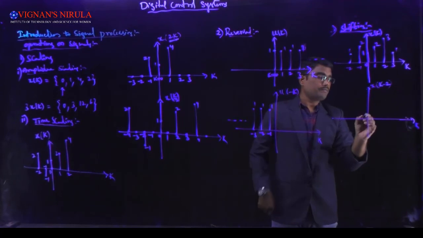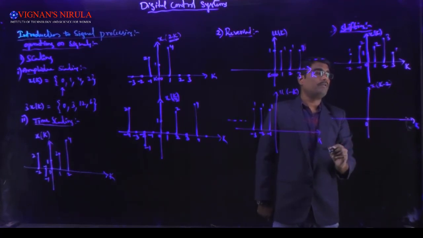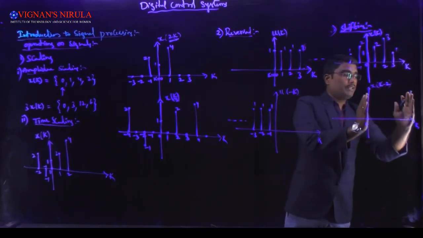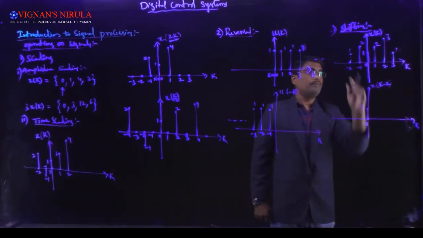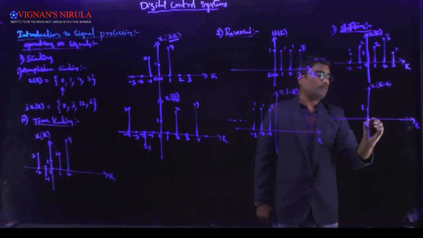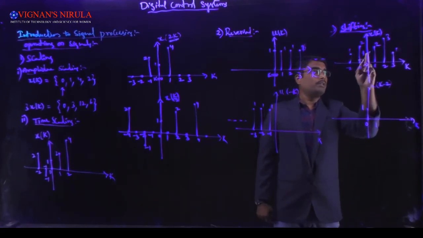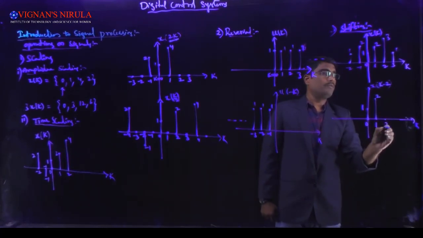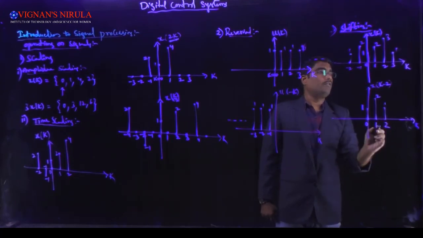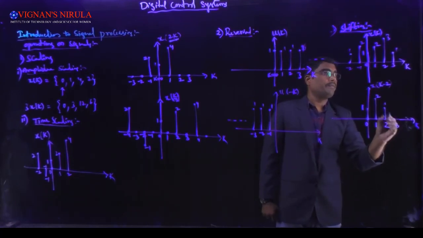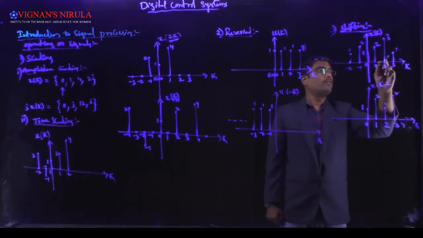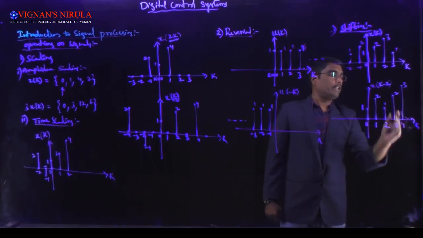That means for k equals 0, this should be 1. That means this signal should be shifted over here. For k equals 1, this should be 2. For k equals 2, 1. For k equals 3, 2. For k equals 4, 3. For k equals 5, 1.